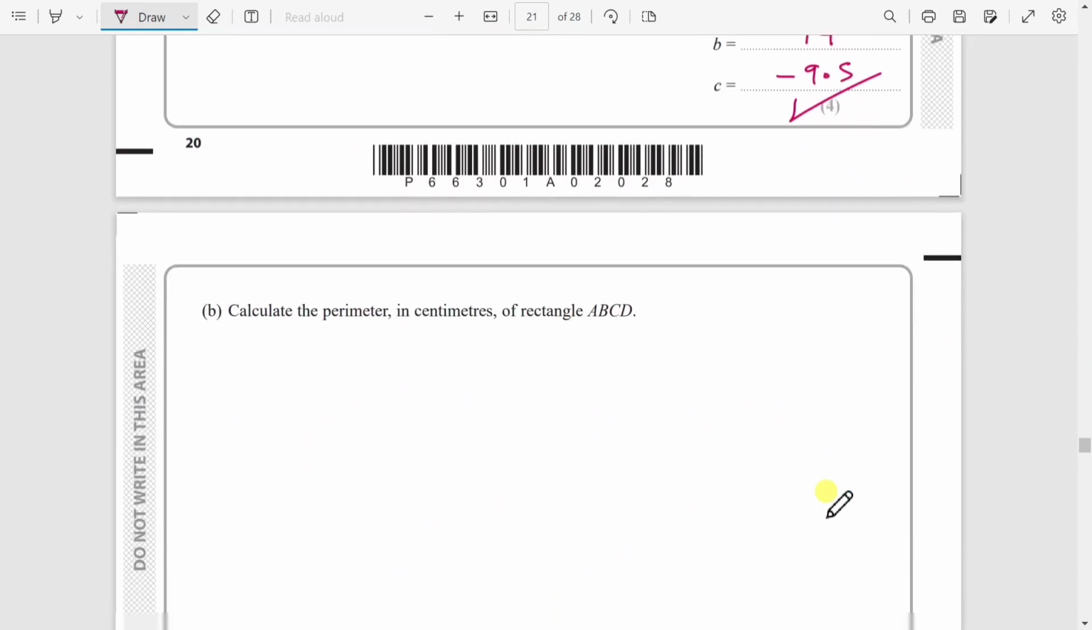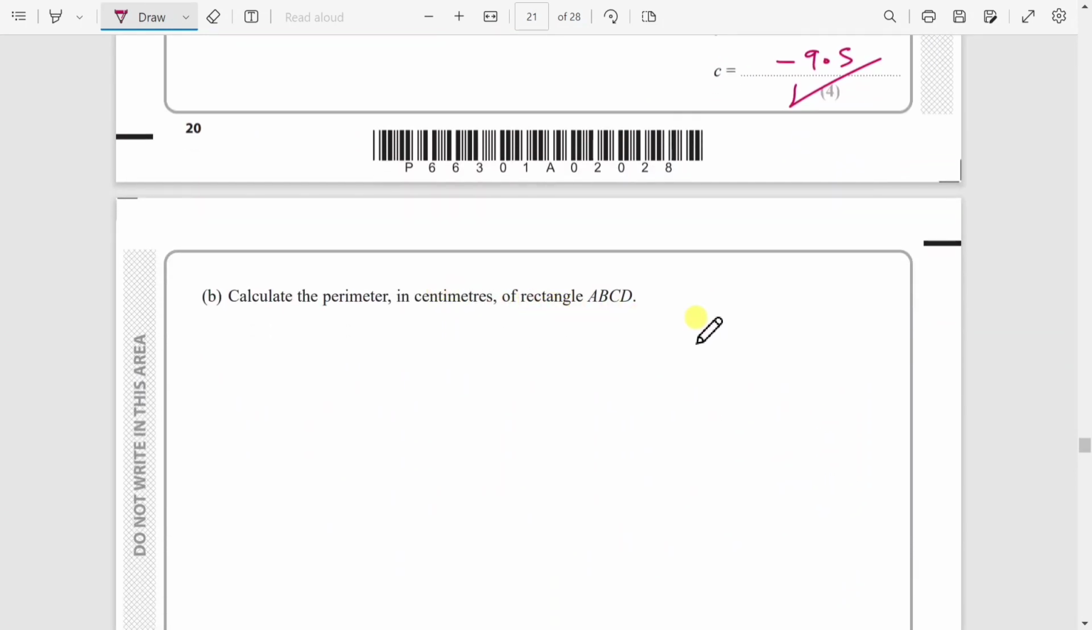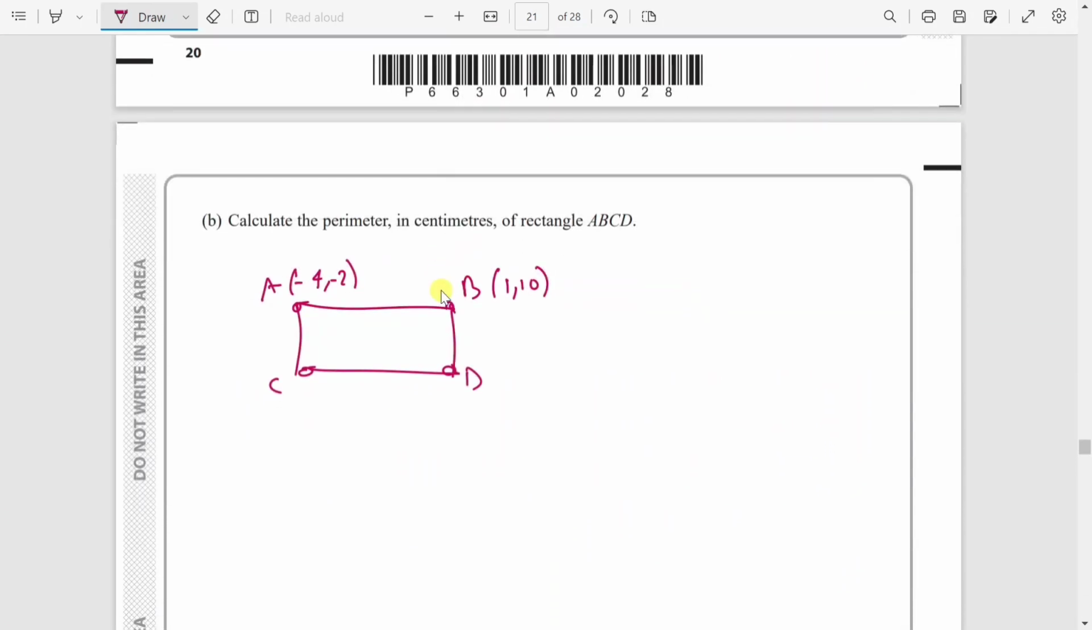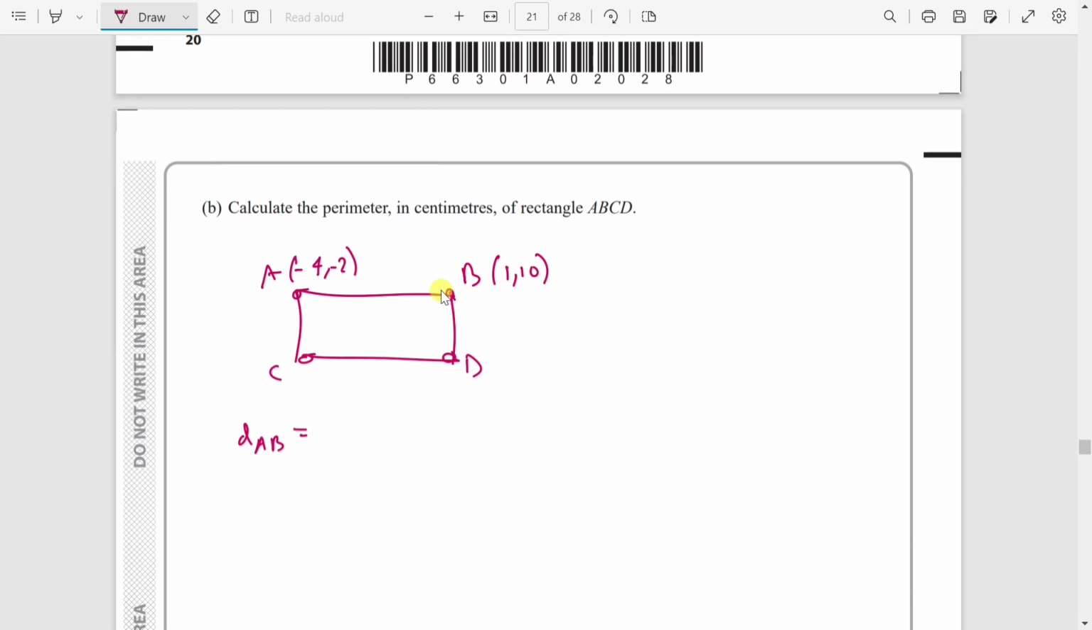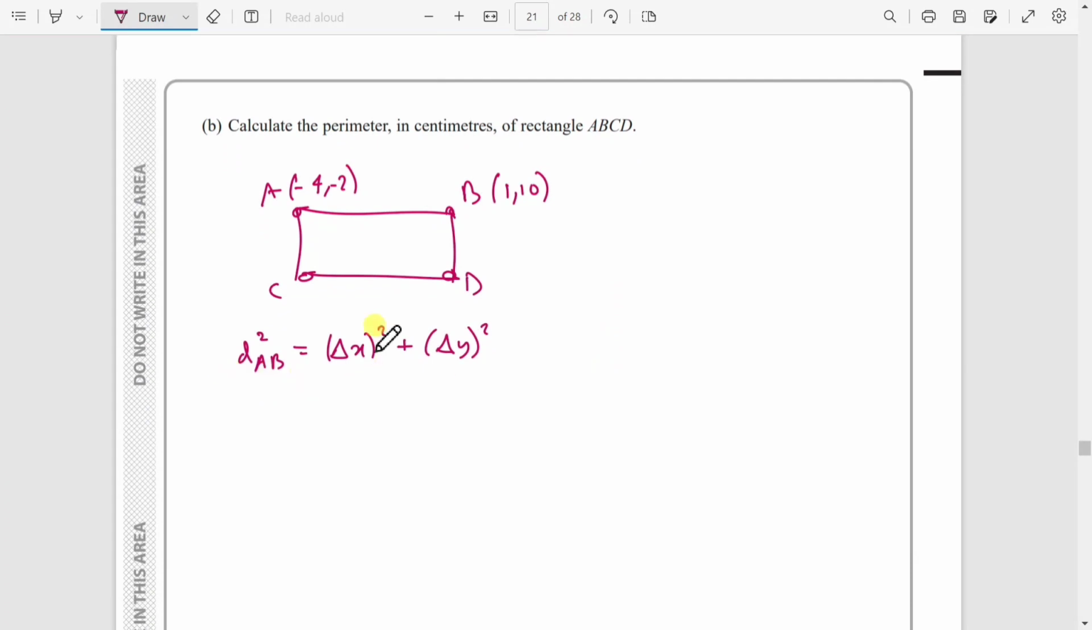Now lastly, calculate the perimeter in centimeters of rectangle ABCD. So we're going to call this D, yeah? So for the distance of AB, we literally use Pythagoras. So the distance of AB is just the change in x squared plus the change in y squared, yeah? And I'm going to put it squared here, so it looks like a Pythagoras thing. Now, that's all you need. So let's find the distance A to B. So we just plug in.